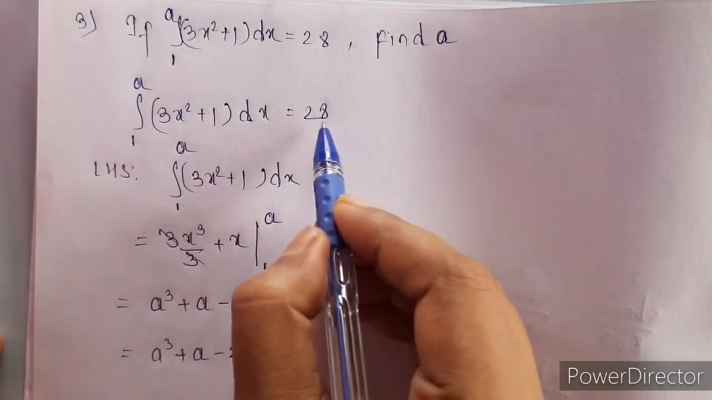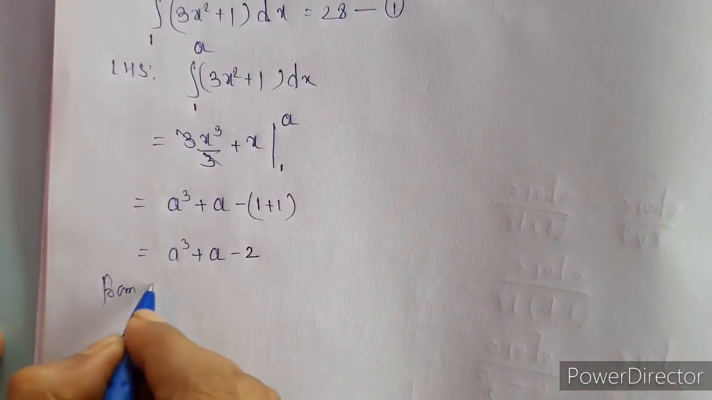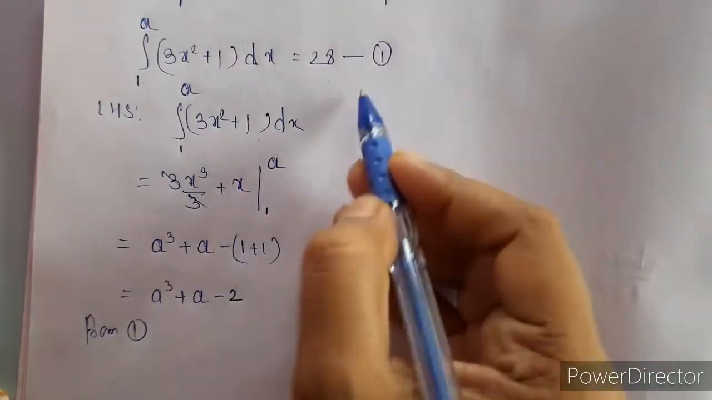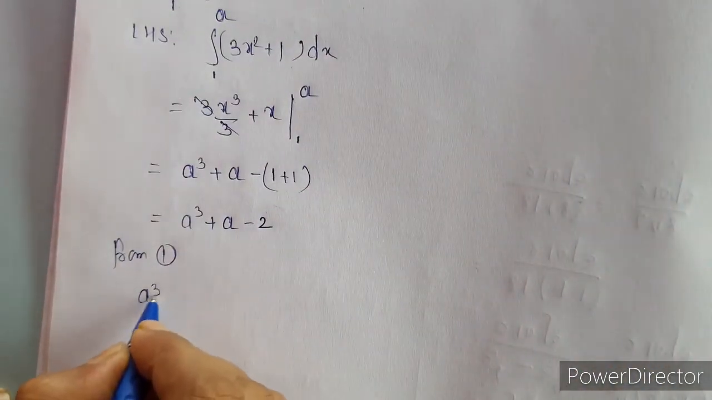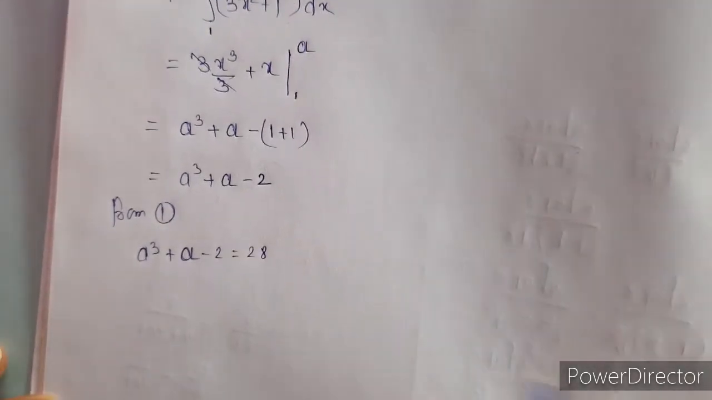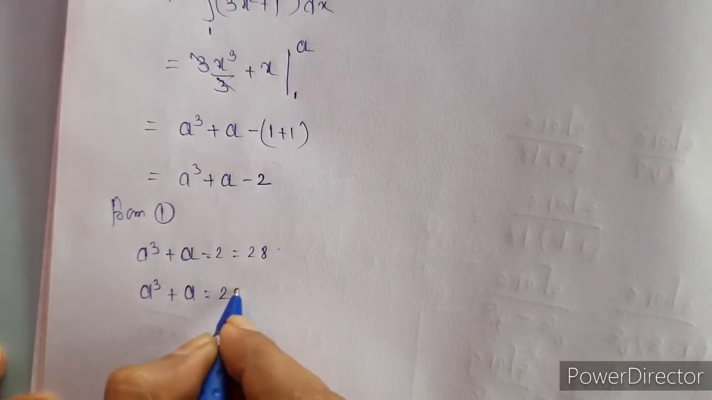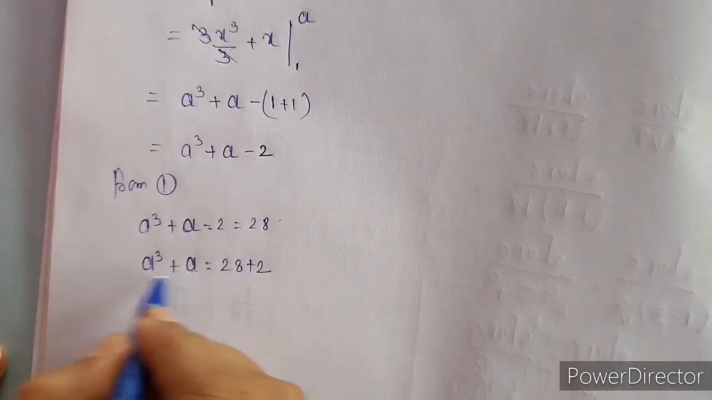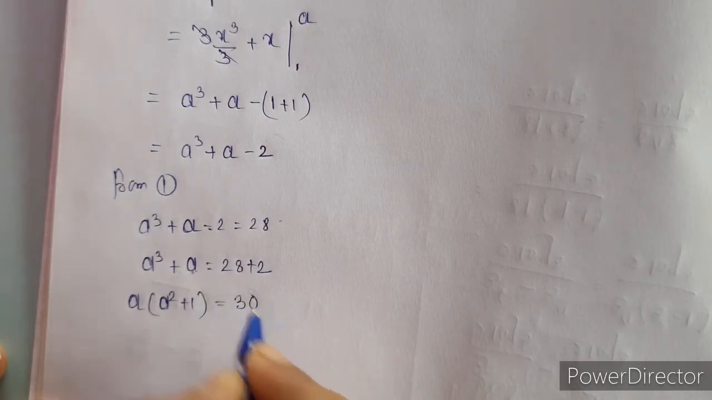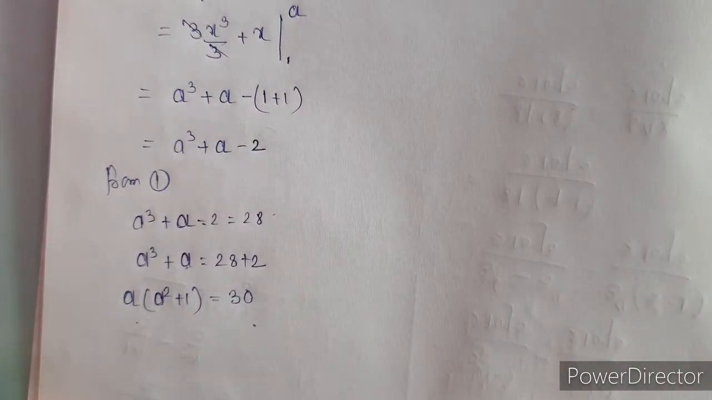And what is the right hand side given? It is given as 28. So let me mark this as 1. So from 1 we know that this is equal to 28. So this will also be equal to 28. We can write this as a cube plus a minus 2 is 28. So I am taking this to the other side. So we can write this as a cube plus a equals 28 plus 2. If I am taking a common from here, what will be remaining? a square plus 1, which is equal to 30. Okay. So using this, we have to find the value of a.